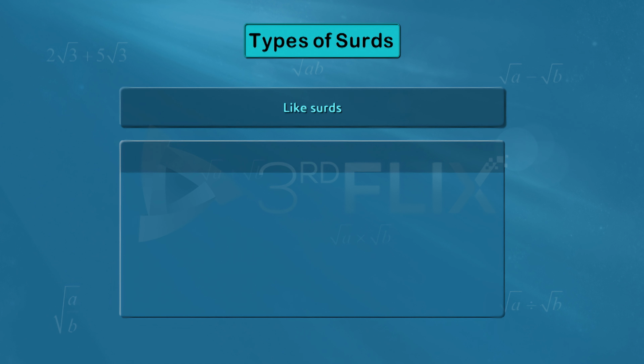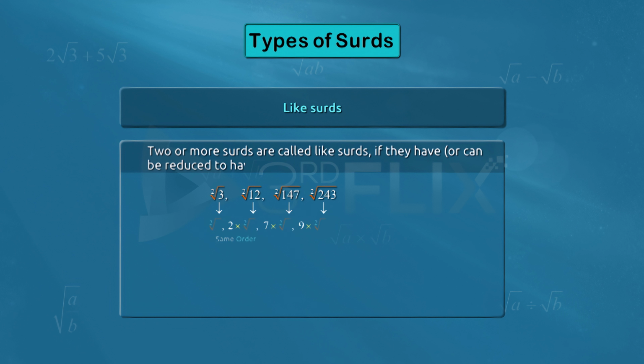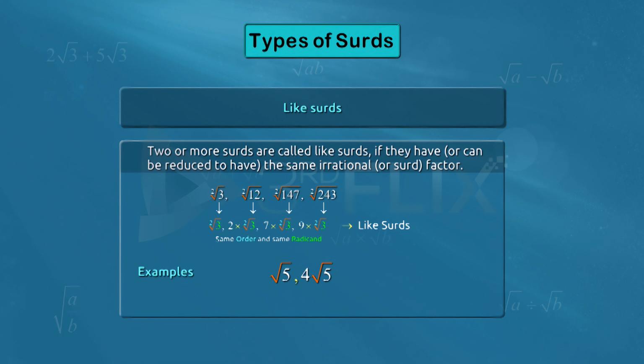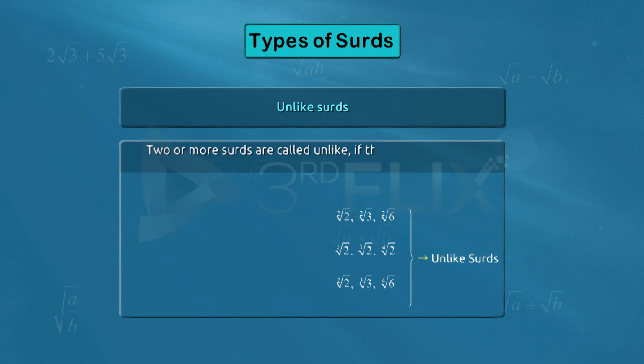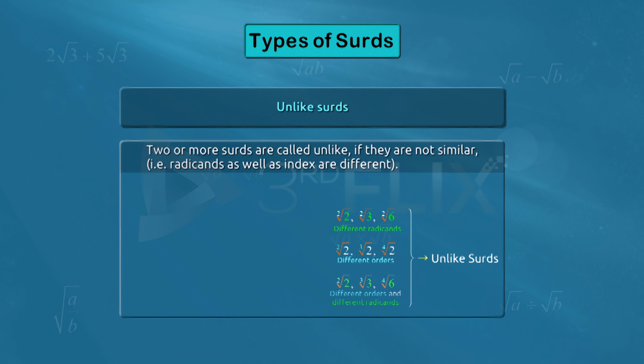Like surds. Two or more surds are called like surds if they have or can be reduced to have the same irrational or surd factor. Examples: root 5, 4 root 5. Unlike surds. Two or more surds are called unlike if they are not similar, that is, radicands as well as index are different. Examples: root 2, root 3, root 5.